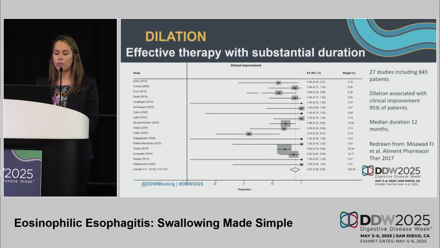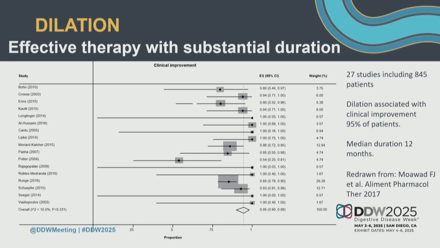And we also know that dilation is effective therapy, and it has substantial duration. This is a forest plot from a systematic review and meta-analysis that was done by Dr. Moad and looked at 27 studies, including 845 patients. Out of those, dilation was associated with clinical improvement in 95% of the cases, and median duration of improvement was around 12 months. So it works.